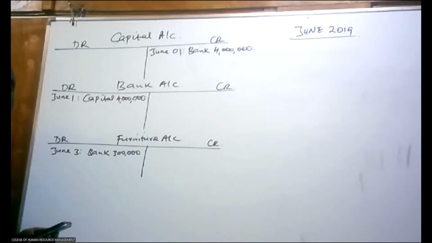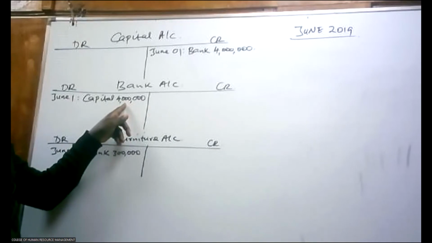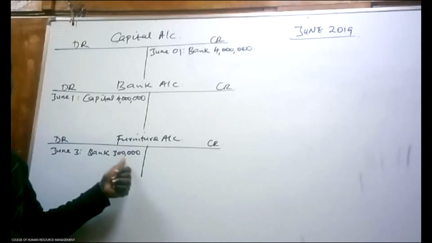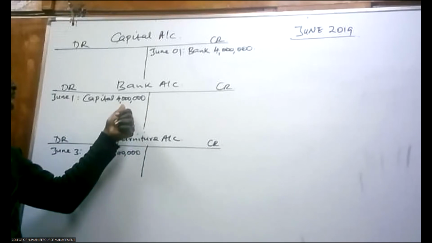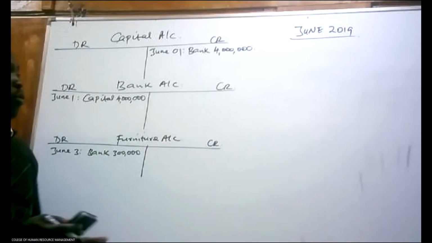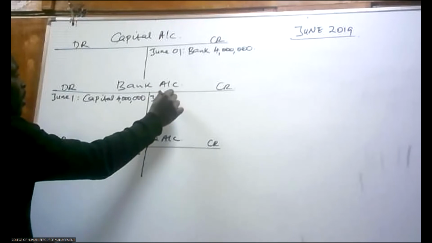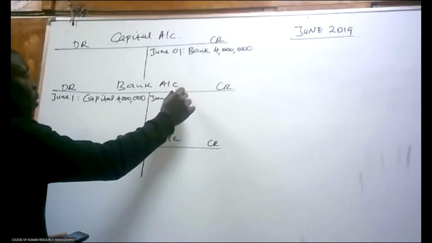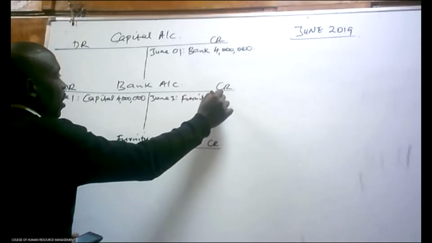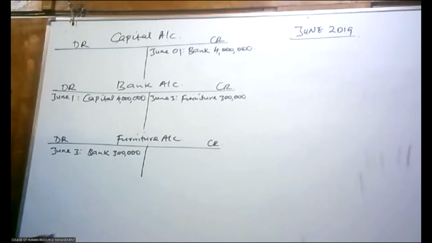Why are we crediting bank? Bank is reducing. This 4 million that we had deposited in the bank, part of it, that is 300,000, has been used to acquire the furniture. Decrease in an asset, we normally credit. So we need to come here and say, June 3rd, it has been used to acquire furniture, 300,000.